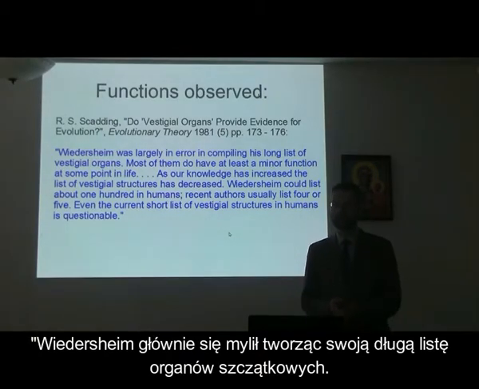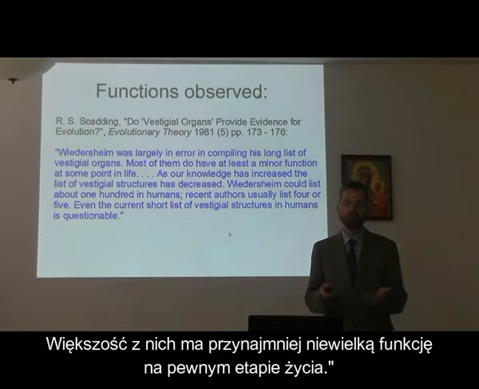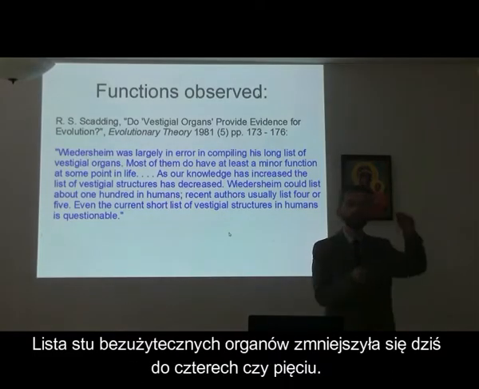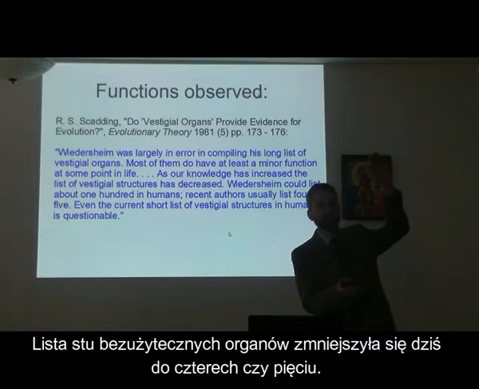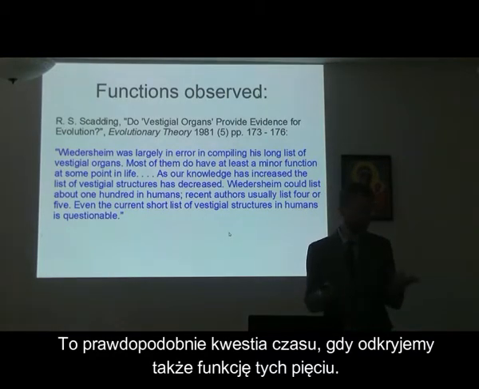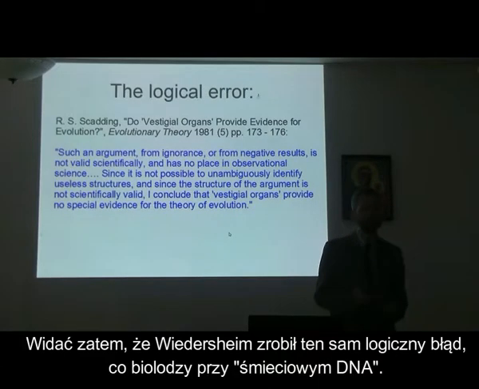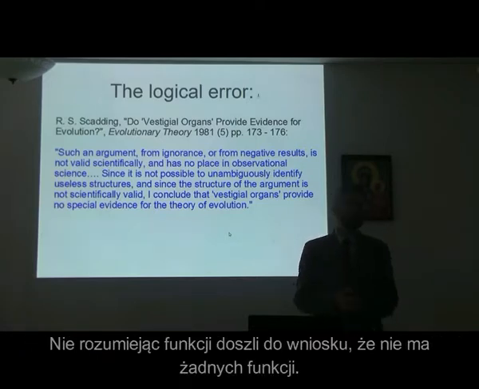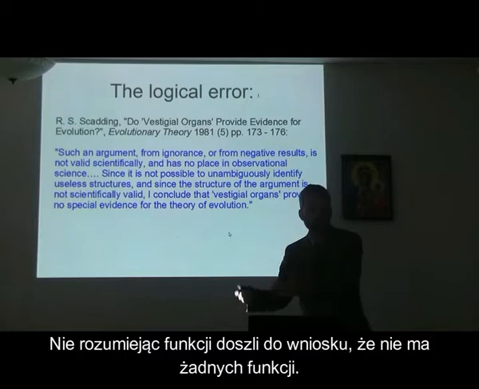Wiedersheim was largely in error in compiling his long list of vestigial organs. Most of them do have at least a minor function at some point in life. The list of 100 useless organs has today shrunk to 4 or 5. And it's probably only a matter of time until we also discover the function of these 5. And you see that Wiedersheim made the same logical mistake as the biologists with the junk DNA. From not understanding the functions, they concluded there are no functions.